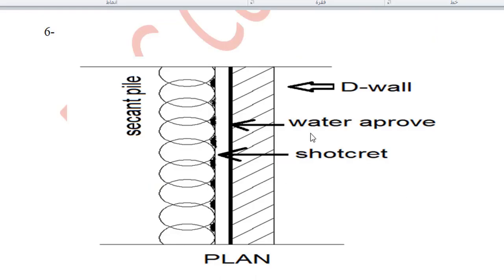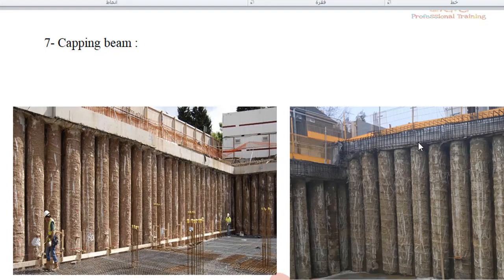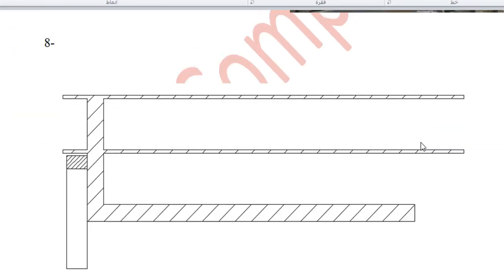Number 6, in case of secant pile and I want to make a retaining wall through. Number 8, we make a separate distance between the timber structure and the shoring system. Structure on timber structure directly.